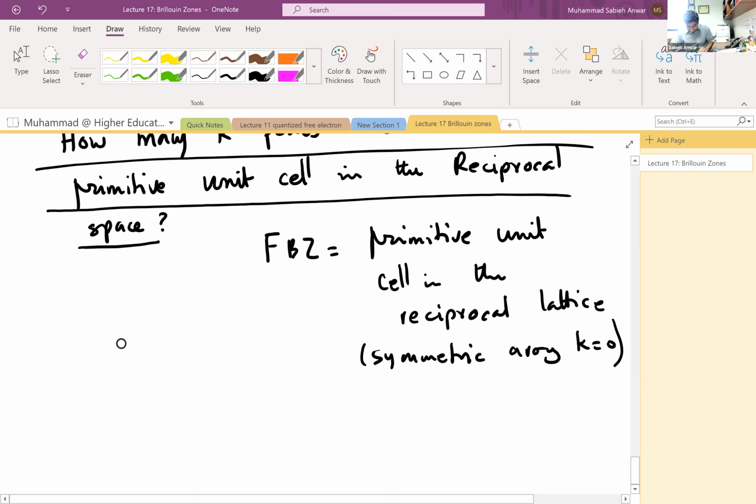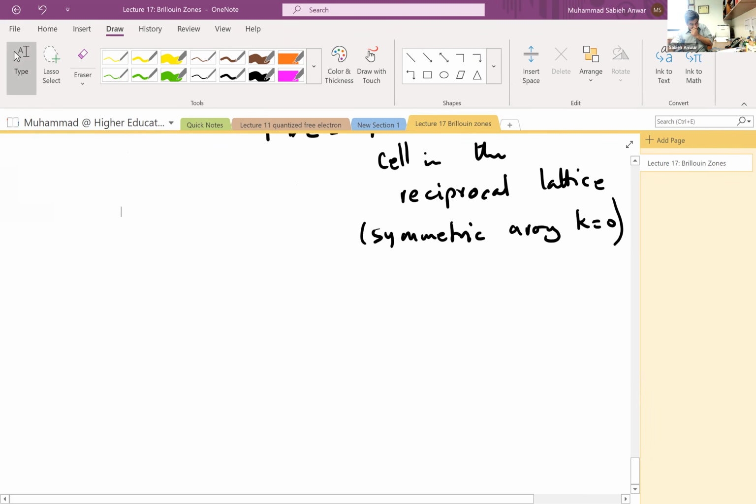Let me first draw a few. Okay, I'll draw later, but let me first answer this question. How many K points exist inside the first Brillouin zone? We can easily answer this question in the following fashion.